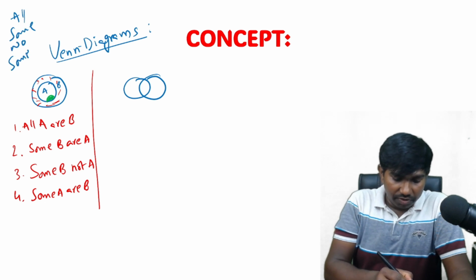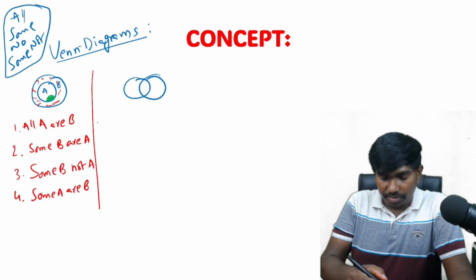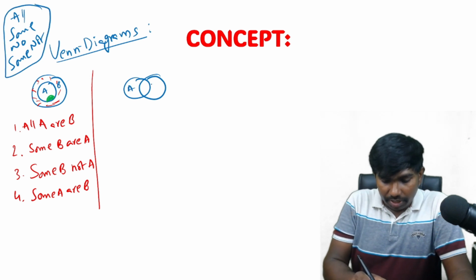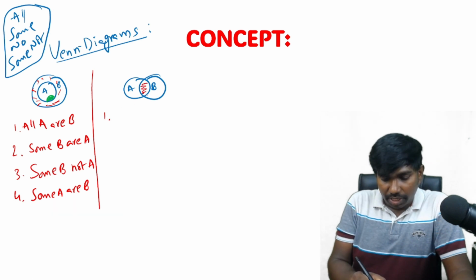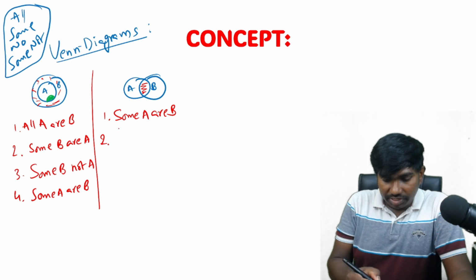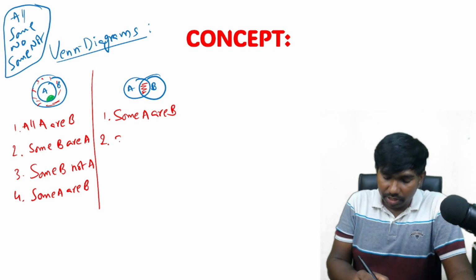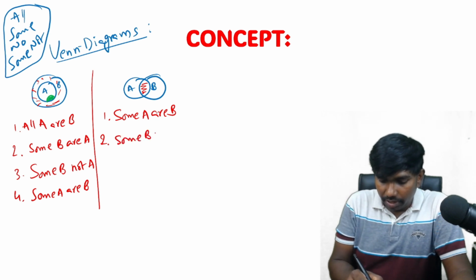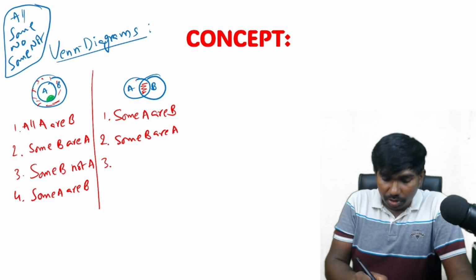Using these 4 qualifiers only, we are saying the possible statements, all possible statements. So for this diagram, A and B. Here, we can say some A are B. This part, some A are B. Next, the same part is telling some B are A in the reverse order. Some B are A.